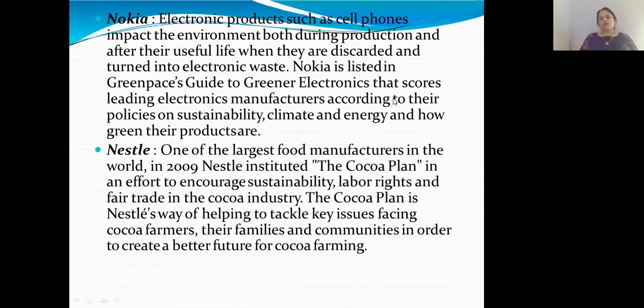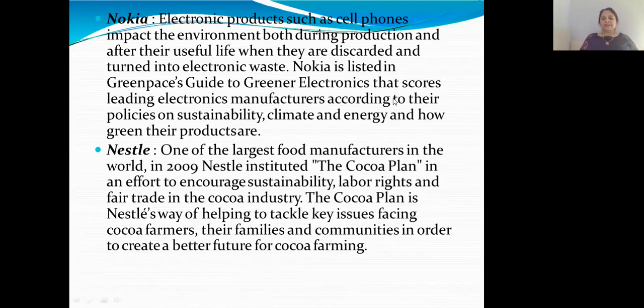Moreover, you must have seen that many companies buy back their products after usage so that proper disposal or recycling of the product can be done, and we can avoid what we call electronic waste.